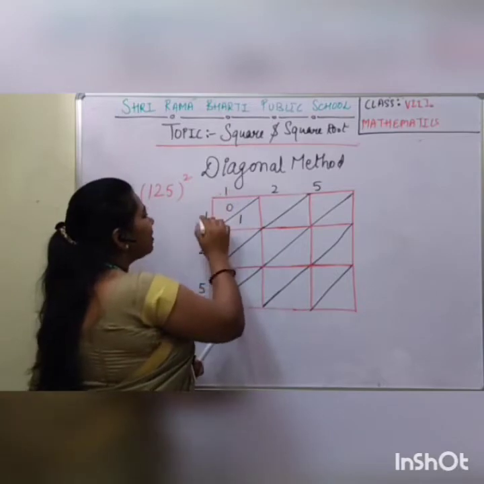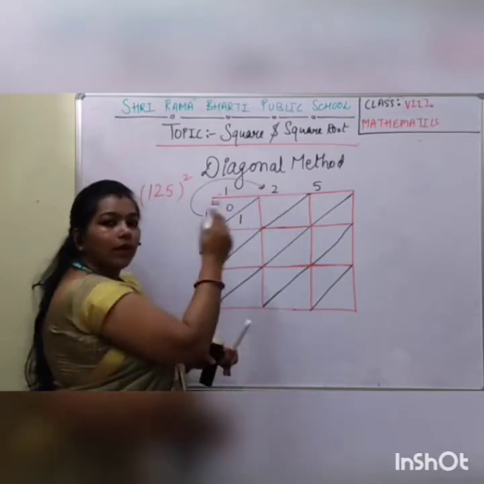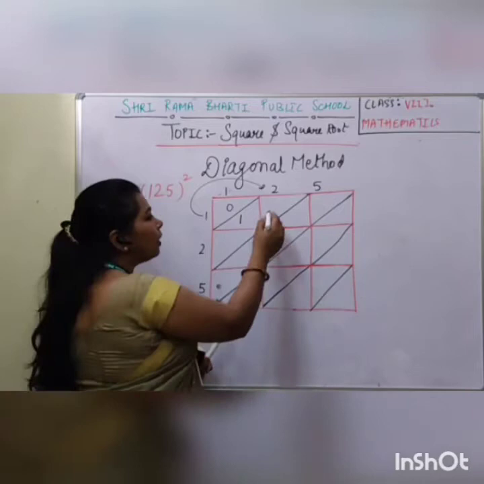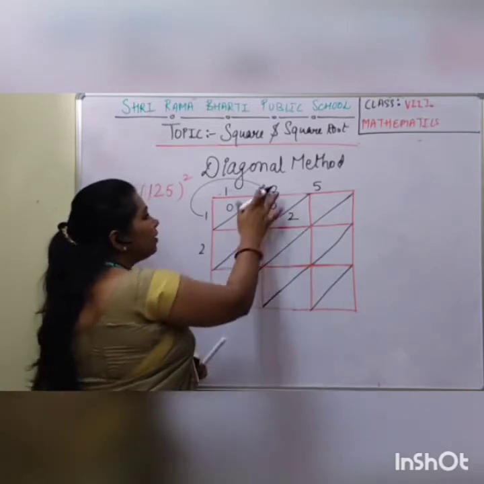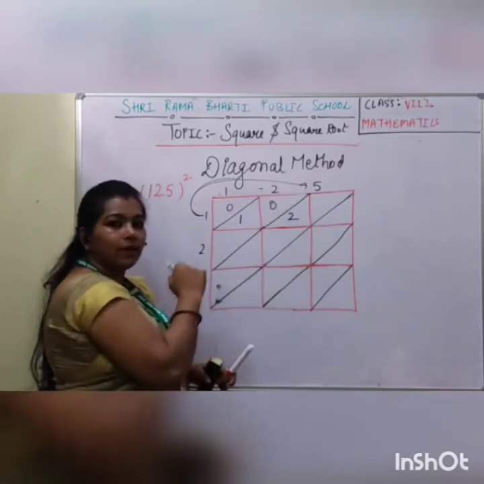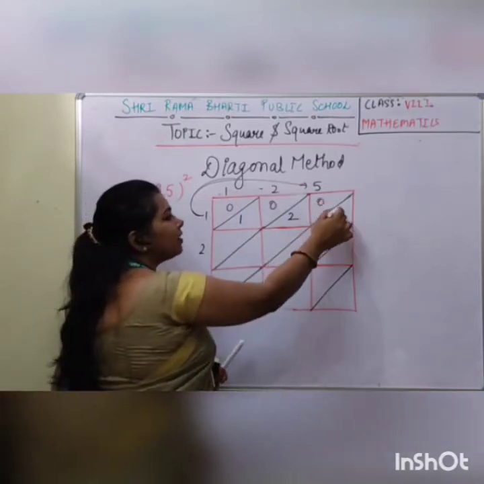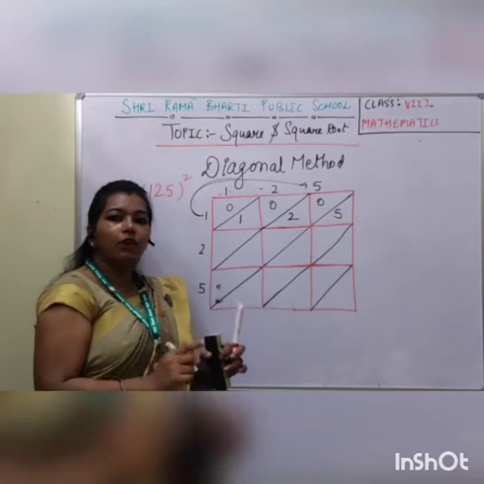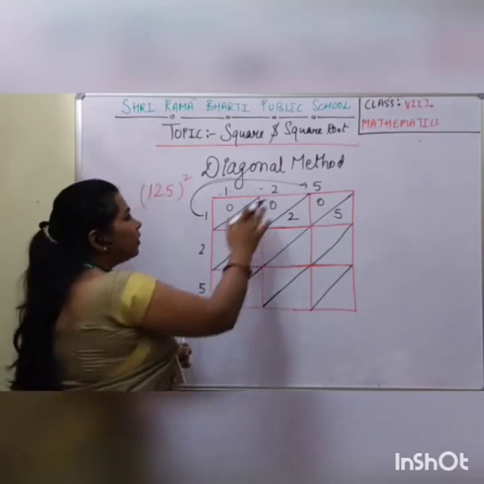Then we will multiply 1 by 2. So 1 times 2 will be 0, 2. Then what we will do? We will multiply 1 by 5. 1 multiplied by 5 gives us 0, 5. We will follow the same procedure with each number.